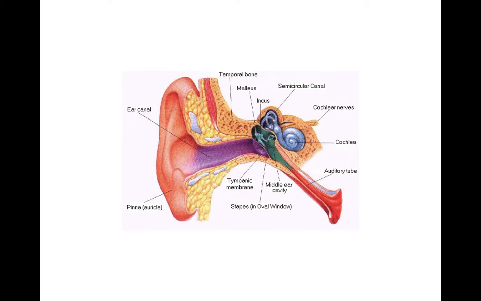Now you'll see that your ear is divided up into 3 regions: the outer ear, the middle ear, and the inner ear. And your handout shows you what structures are located there. From the tympanic membrane out is the outer ear.